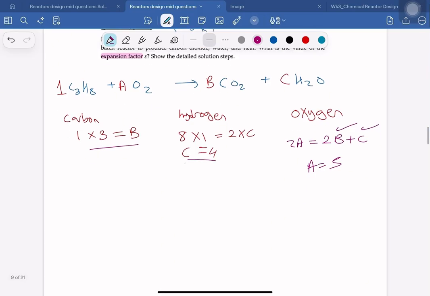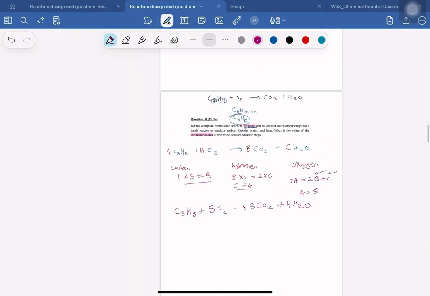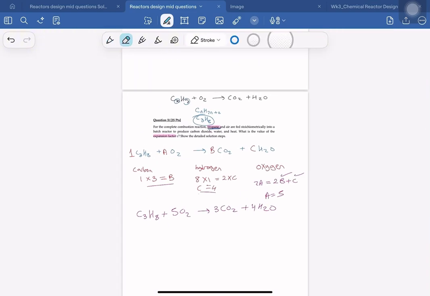So the balanced equation بيكون C3H8 plus 5O2 will give us 3CO2 plus 4H2O. بمسح اللي فوق كله لأنه we don't need it anymore.